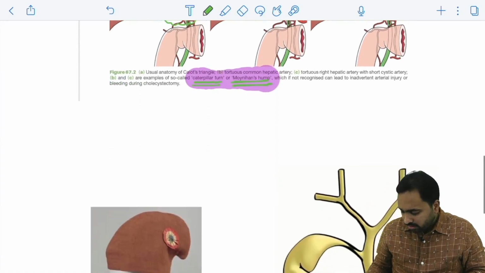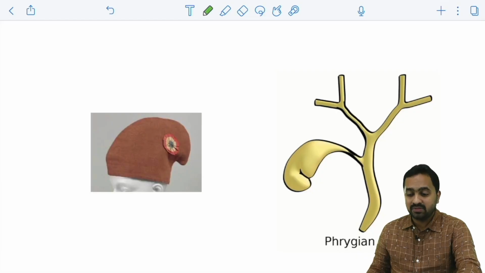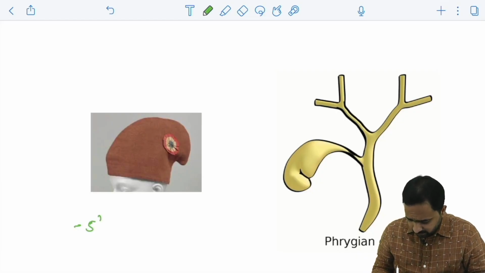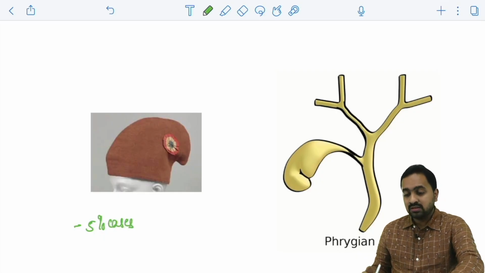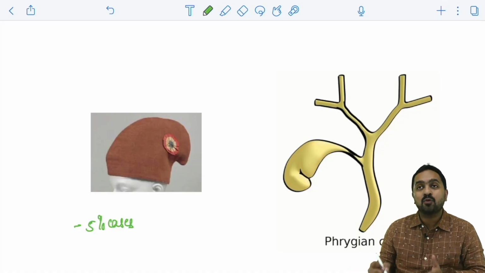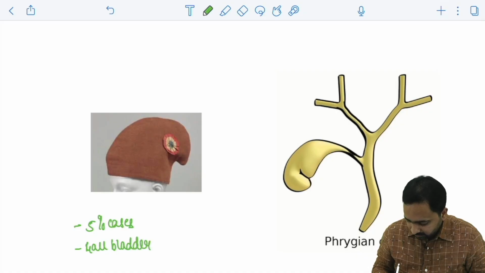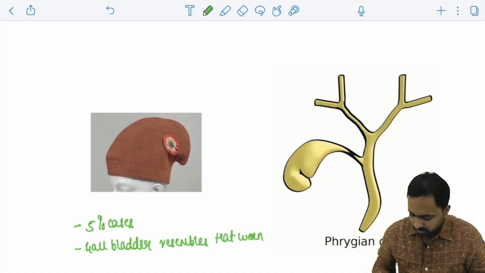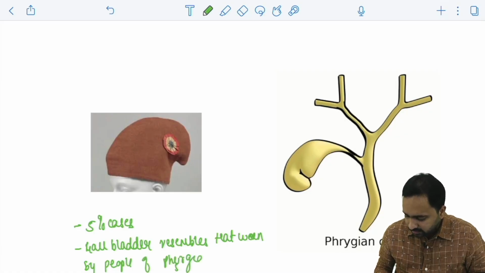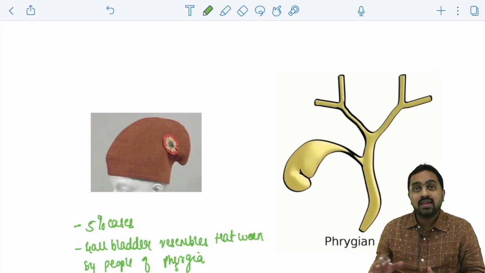Now, one interesting topic is regarding the Phrygian cap. This is seen in some of the cases, usually around 5% of the cases. The images have been taken from the internet. This gallbladder resembles the hat worn by the people of Phrygia. Usually we do not need to do anything as such. This has been asked in one of the recent exams regarding the Phrygian cap, hence I have put it over here.